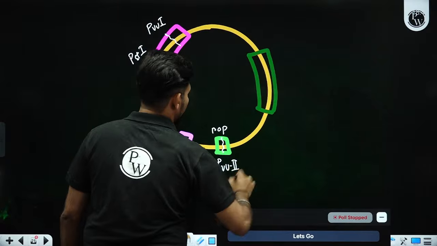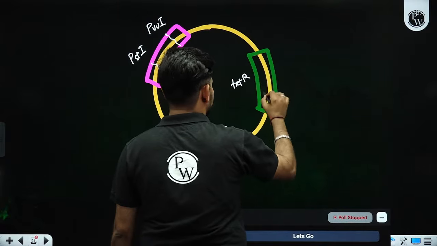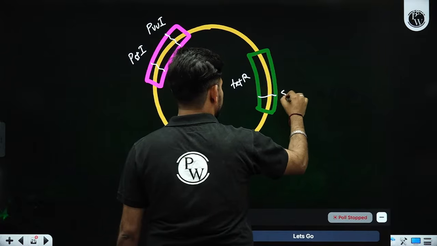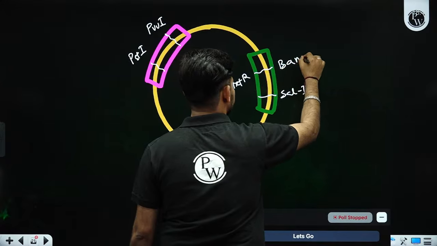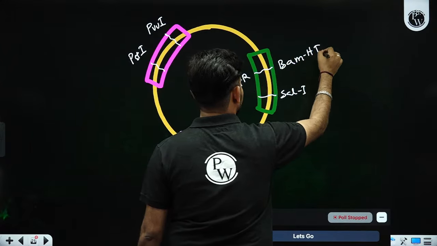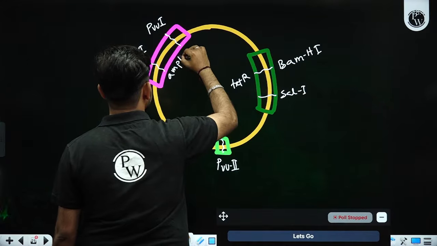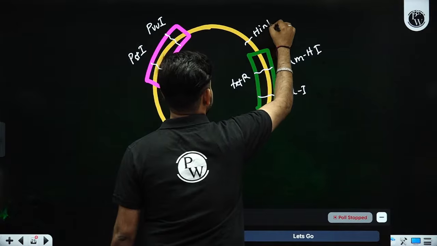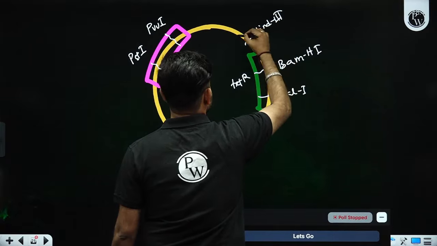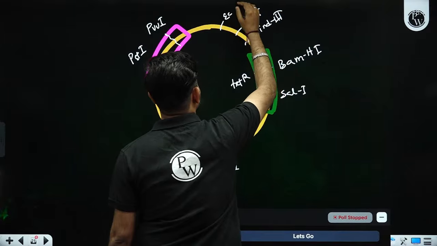PvuII. Within TetR, you have SalI, BamHI, and in between AmpR and TetR, the ampicillin resistant gene and the tetracycline resistant gene, we have HindIII, ClaI, EcoRI.